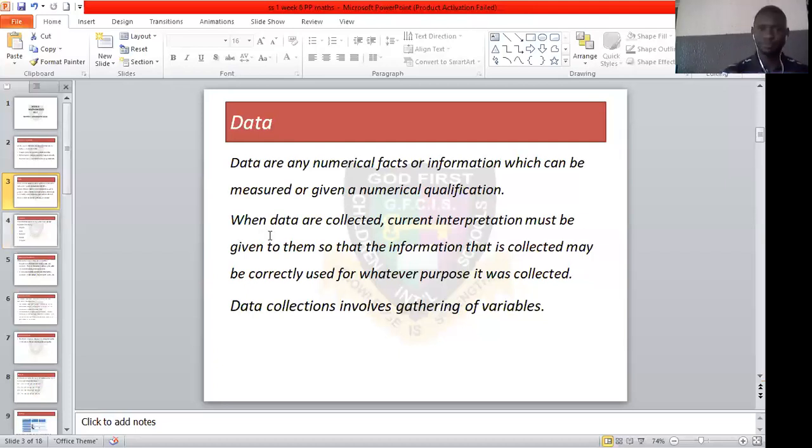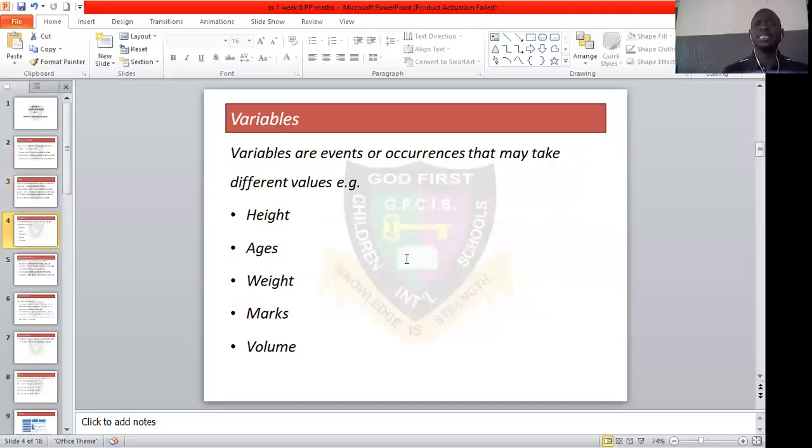So what are variables? Variables are events or occurrences that may take different values, like the height of students in the class. It could be the height of this one is 5.1, 5.2, 4.3. So the ages of students, the weight of certain people in the gathering, the marks of an examination, or the volume. So these are the variables. These are events or occurrences that may take different values. So that's the basics of where we are going. You have to know what data is and why they are collected. It has to be for the purpose of interpretation of information.